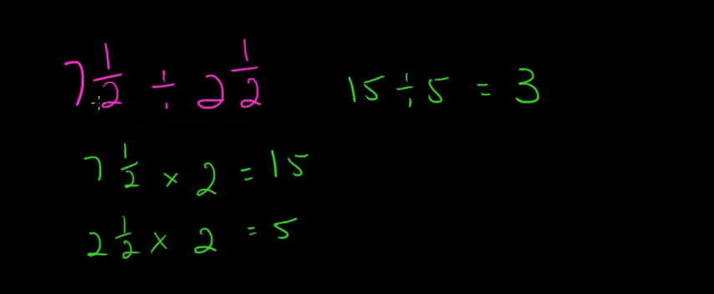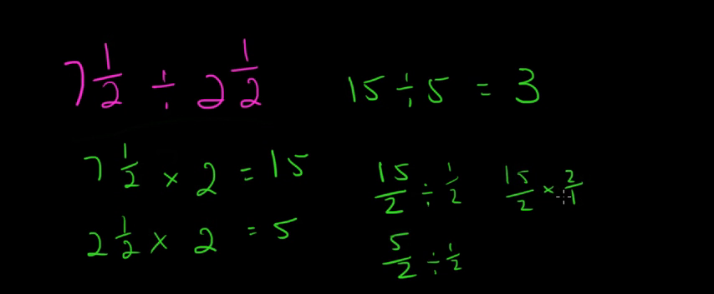Or I could make this a mixed number and say that 7 times 2 is 14 plus 1 is 15, so I have 15 halves, and then I have 5 halves. And if I wanted to divide this by 1/2, I could, but when I divide by 1/2, I multiply by the reciprocal. So it's basically 15 halves times 2 over 1, and it's 5 halves times 2 over 1. And what does that give me? That gives me 30 over 2.